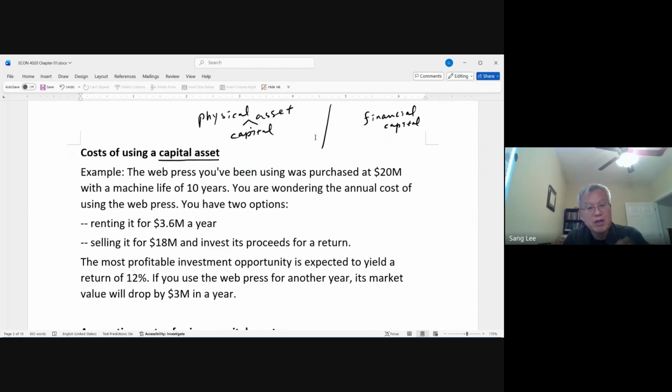Okay. So here again, I'm going to use the same example you find in the textbook. The web press machine is very expensive. The web press machine you've been using was purchased at $20 million with a machine life of 10 years. So here, purchased at $20 million, but this is what? The initial price you paid.